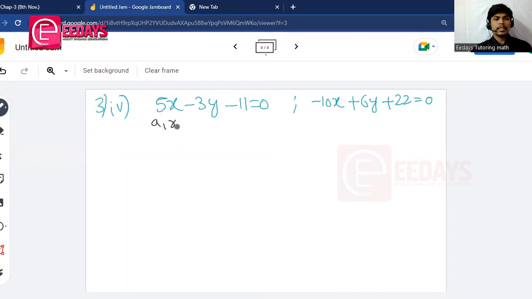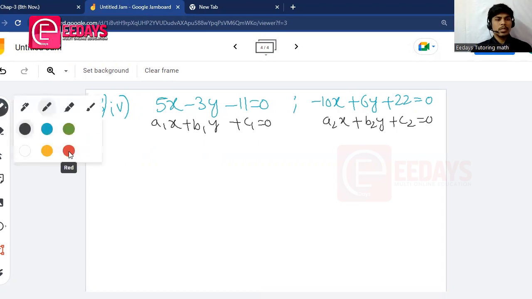Now a1x plus b1y plus c1 is equal to 0, a2x plus b2y. If you write the step-by-step solution, you will get full marks. So try to practice by writing the step-by-step solution. Don't give a direct solution like 5 by minus 10, 3 by minus 6. If they give a 3 mark question, you write it like a 3 mark question. If they give MCQs, you use the shortcut ways.